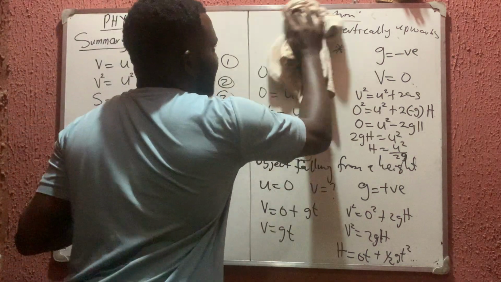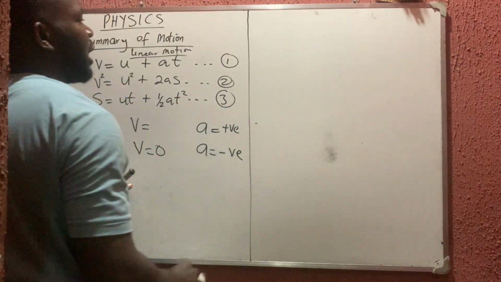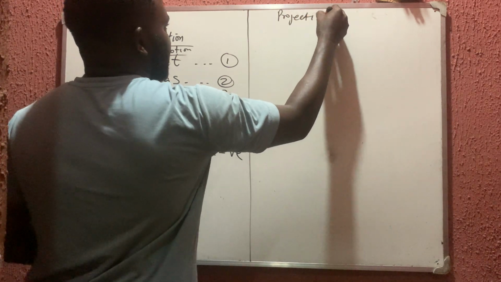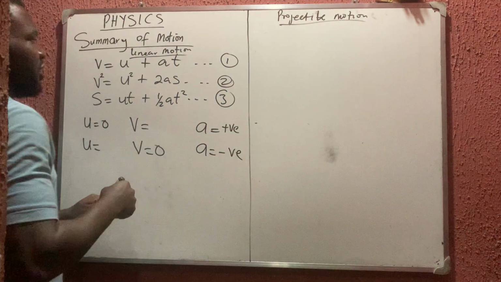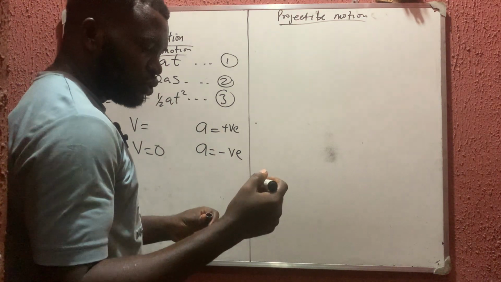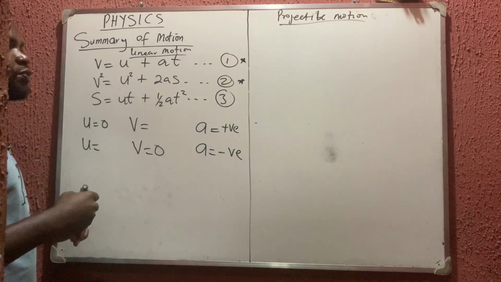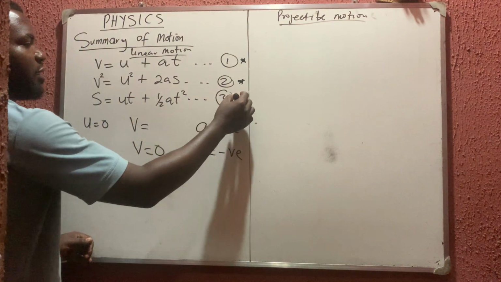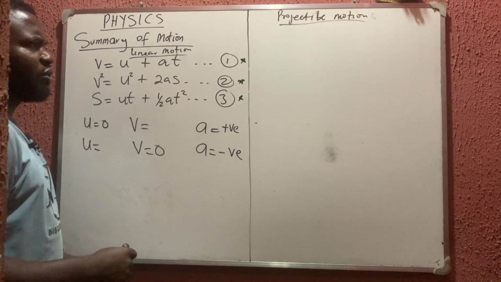Now let's talk about projectile motion. Projectile motion is still talking about the same thing. But the only thing you need to know in projectile motion is that equation 1 and equation 2 are used for vertical motion, while equation 3 is used for the horizontal. Once you know this, you are done.